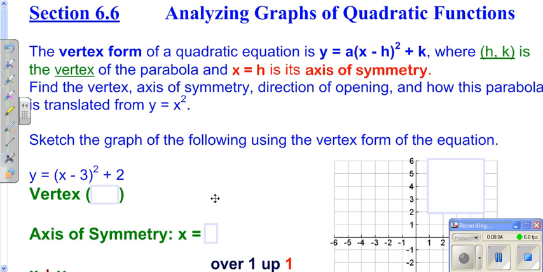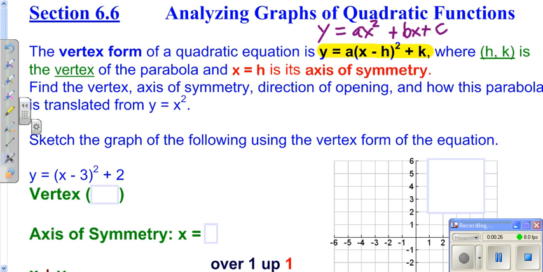We're going to go ahead and take a look at the graphs of quadratic functions today. We're going to look at a different form of quadratics. You're used to looking at the standard form, which is y equals ax squared plus bx plus c. Today we're going to look at what's referred to as the vertex form.